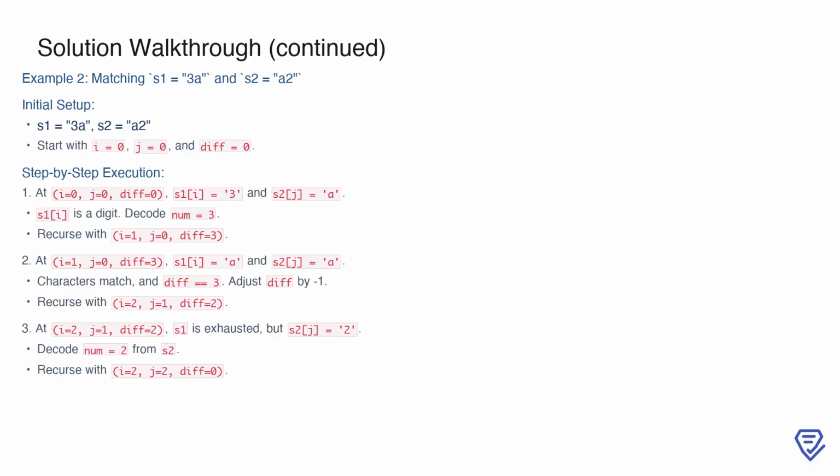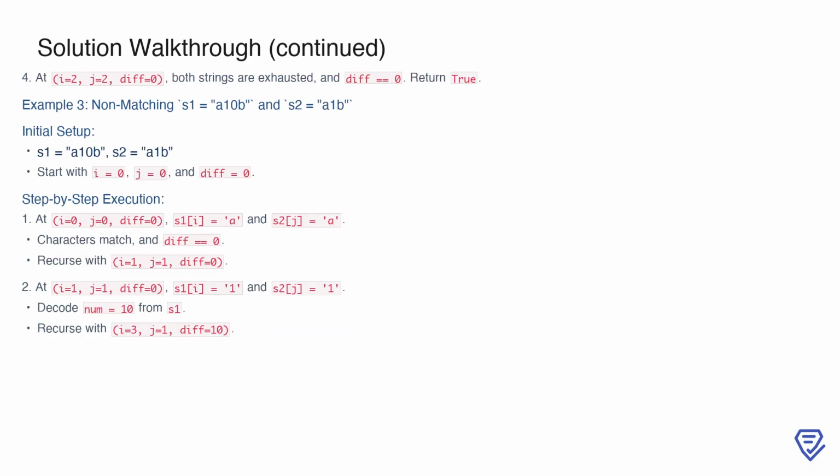At this step, s1 is exhausted, but s2[j] is 2, which is a digit. We decode 2 from s2, reducing the difference to diff equals 0. Finally, we move to the state i equals 1, j equals 2, diff equals 0. Both strings are exhausted, and the difference is 0, meaning the strings match. We return true for this example.